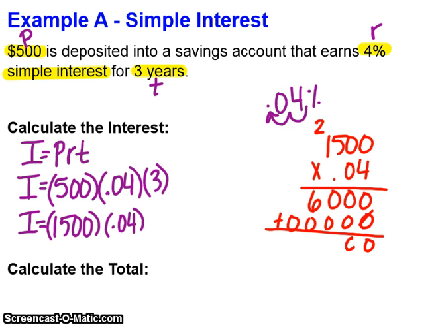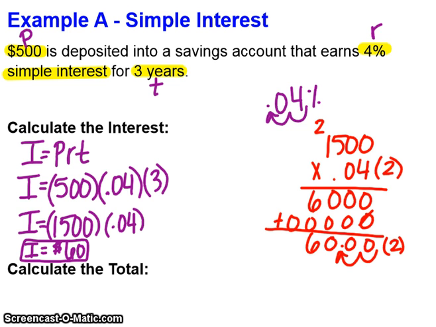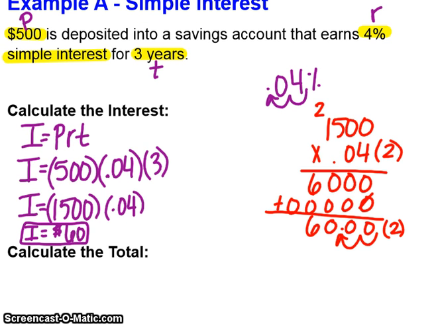Then I add all of these up, but I'm going to get just 6,000. And I know I need to move it over 2 times. And I get $60. So what I know is that my interest is equal to $60. So that's how much the bank is going to pay me on top of what I've already given them, but I have to calculate the total amount that I'm going to have in my account now.